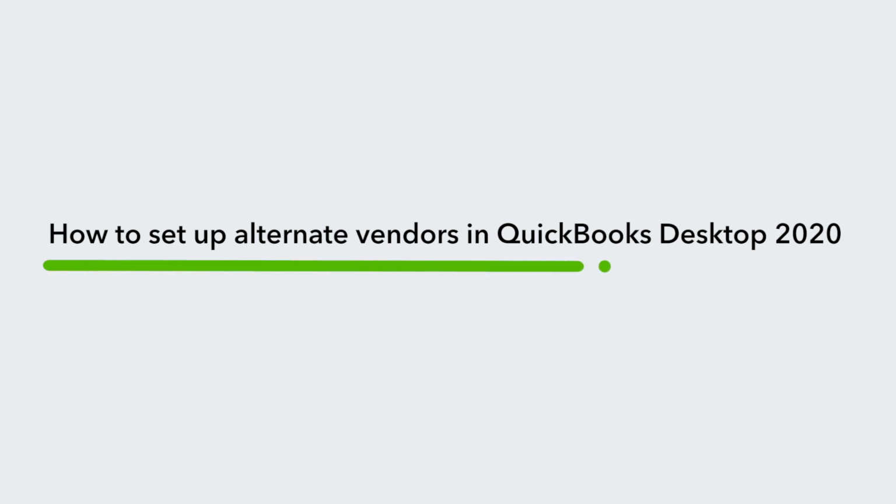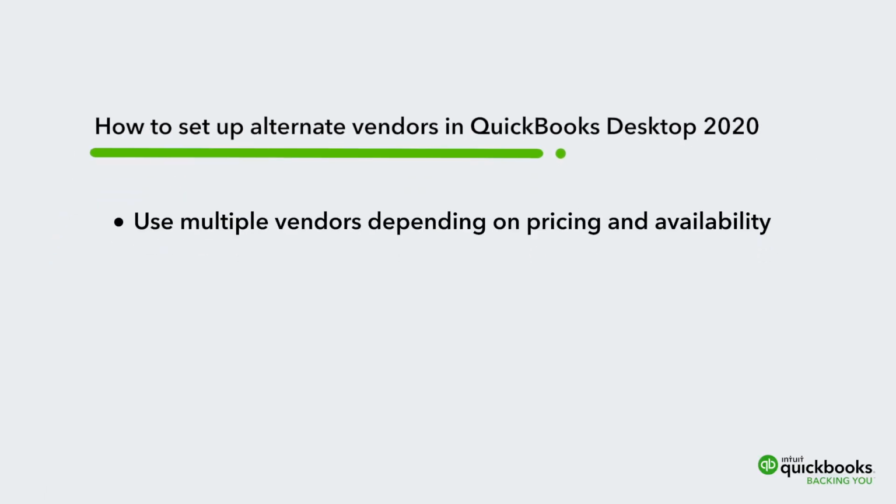QuickBooks already allows you to designate a preferred vendor for each of your inventory and non-inventory items. But some businesses buy the same items from multiple different vendors depending on the pricing and availability of what they need. In the past, the only way to know which vendor was the best choice in a given situation was to track the differences manually outside of QuickBooks.